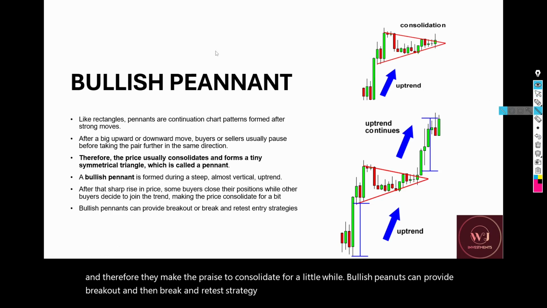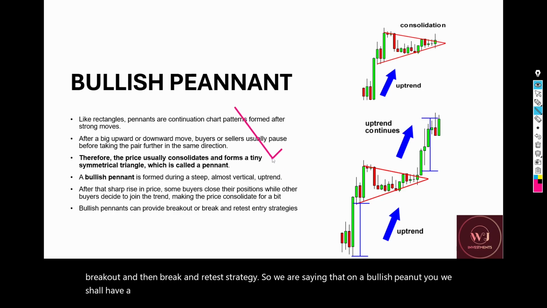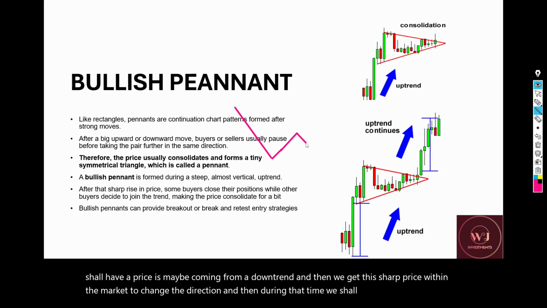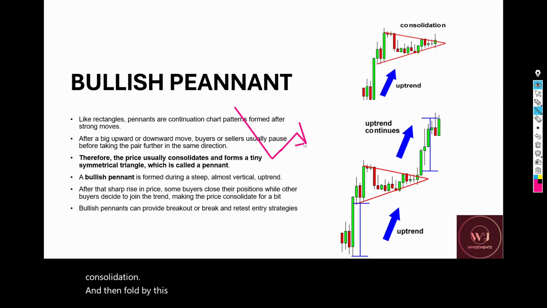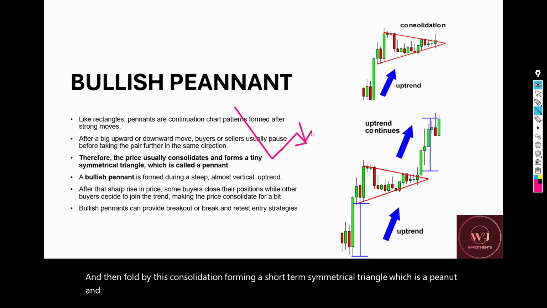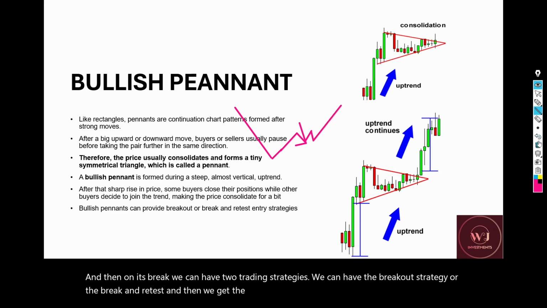So we are saying that on a bullish pennant, the price is maybe coming from a downtrend, and then we get this sharp rise within the market to change the direction. During that time, we shall get a short-term consolidation, forming a short-term symmetrical triangle, which is a pennant. And then on its break, we can have two trading strategies. We can have the breakout strategy or the break and retest, and then we get the wave up. Okay.